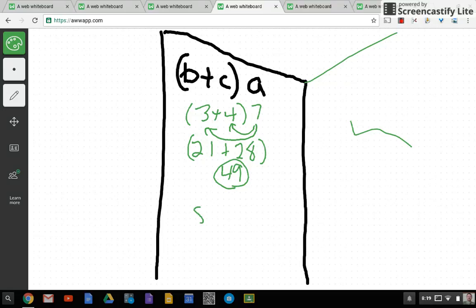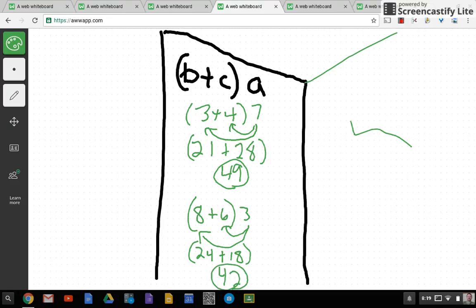So let's say I've got a different problem. Let's say I've got 8 plus 6 right here, and I put a 3 on the outside. I can distribute the 3 first. That would give me 24 plus 18, which happens to give me an answer of 42. Or I could do 8 plus 6, which would give me 14, and multiply that times 3 and get 42. It's the same. The distributive property is just saying it doesn't matter which order I do that. I can either multiply first and then add or subtract in the parentheses, or I can add and subtract first and then multiply.